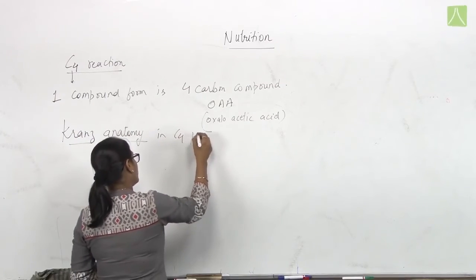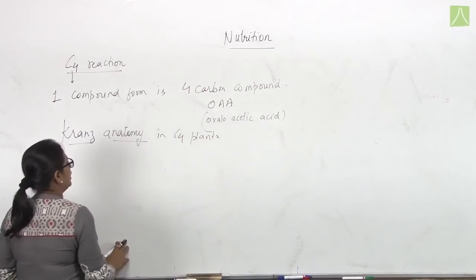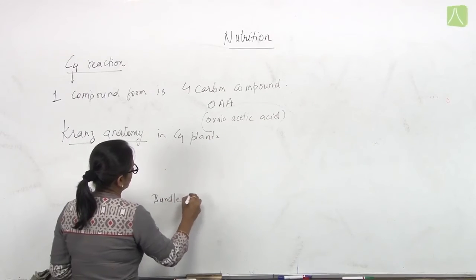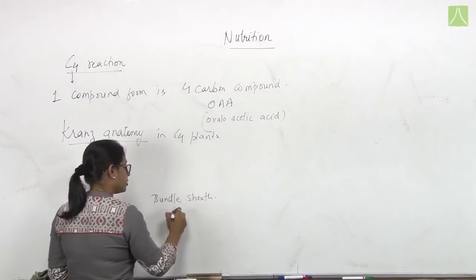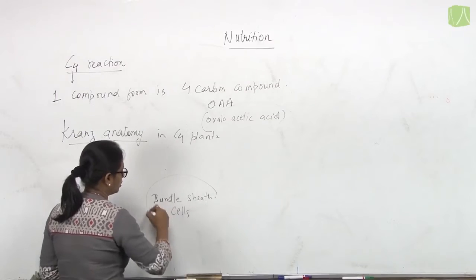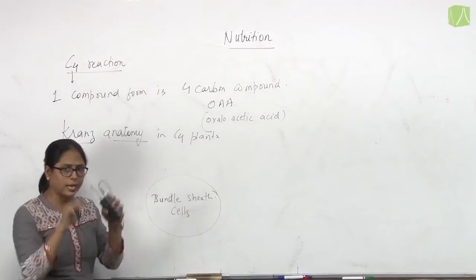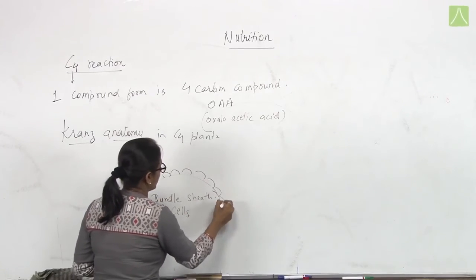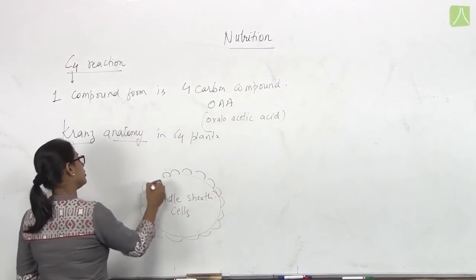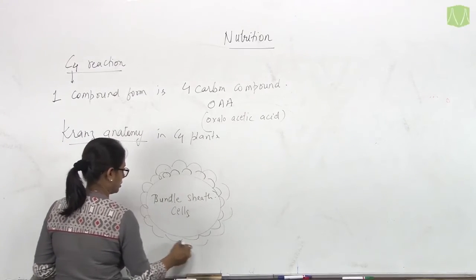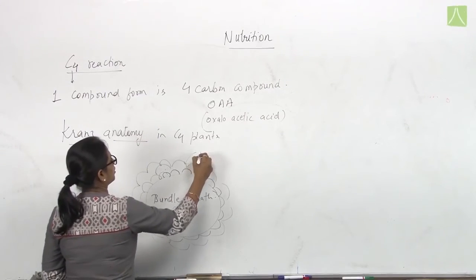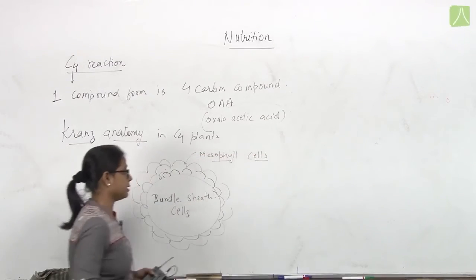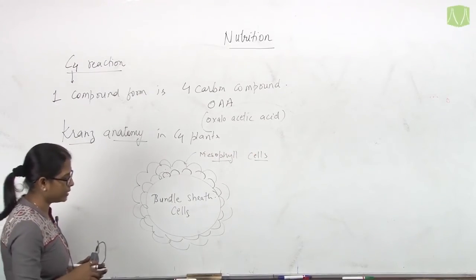In the C4 plant, there are bundle sheath cells present inside the tissue, and these bundle sheath cells are surrounded by the cells known as mesophyll cells. Now what happens in the C3 plant?